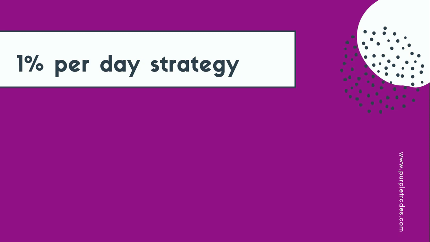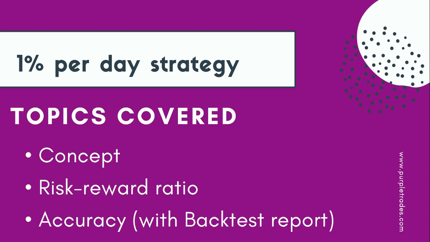Now we are going to talk about a few strategies combining a few technical logics and try to make money in intraday. Today we are going to talk about a strategy that gives approximately 1% a day on an average. So in today's video, I'm going to talk about the concept, how it works, the risk reward ratio, what is the risk involved, what is the reward involved, and also I'm going to talk about accuracy with authentic backtest reports. So let's start. Let's talk about the concept.